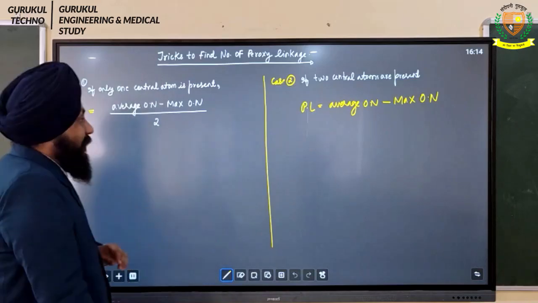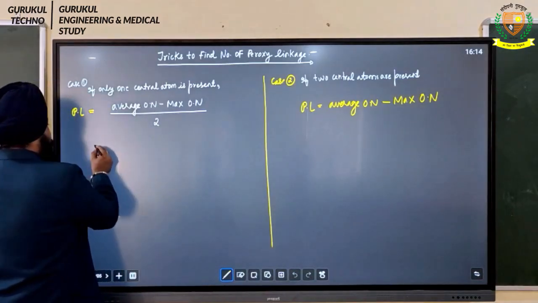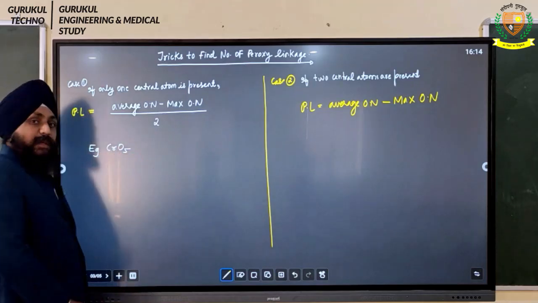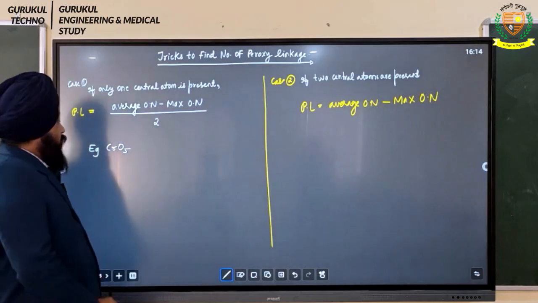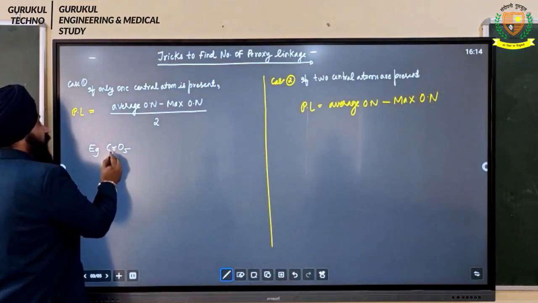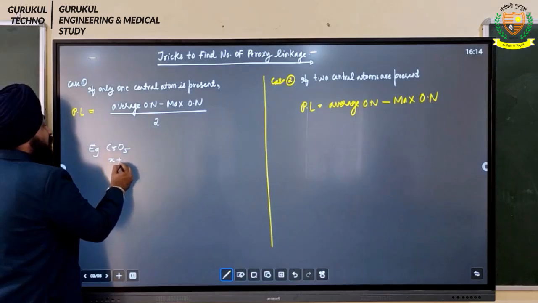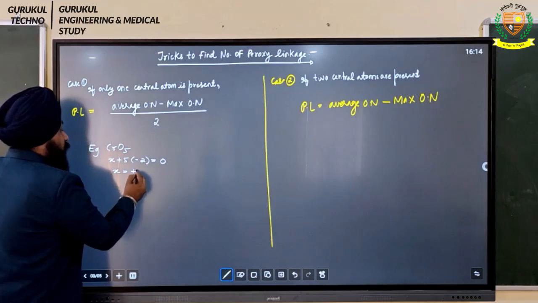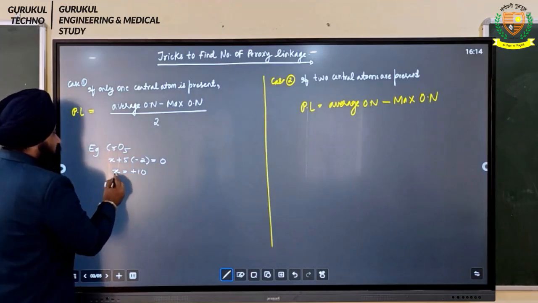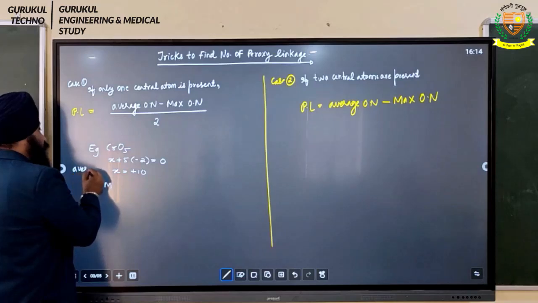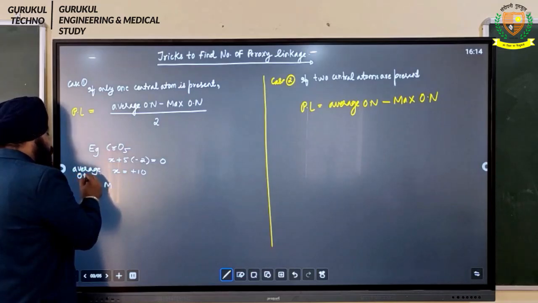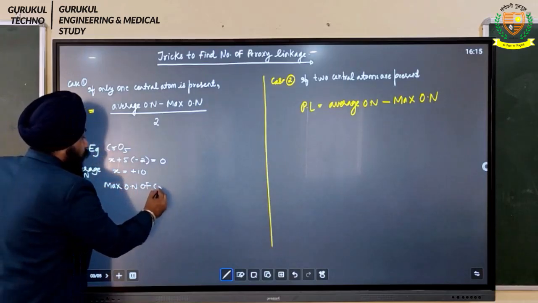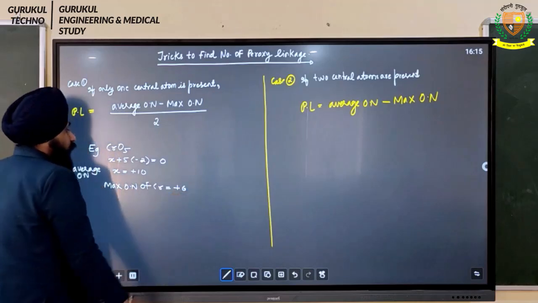Yes students, let us take an example. The example we are going to understand is chromium pentaoxide, CrO5. Let the oxidation number of chromium be X. Here 5 into minus 2 plus X is 0, so X is going to be plus 10. This is going to be your average oxidation number. And the maximum oxidation number of chromium is going to be plus 6.